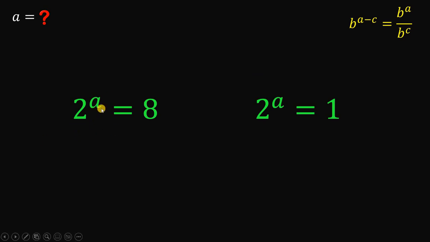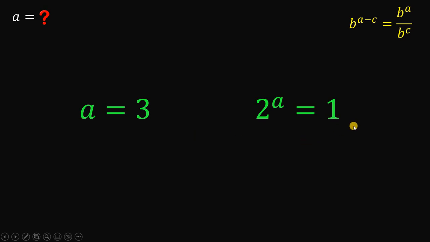Now, let's focus on the first equation, 2 raised to a equals 8. Now, 8 can be expressed as 2 raised to 3. Now, we have two equal expressions and we have equal bases. Therefore, we can say that their exponents must be equal. So, a must be equal to 3.